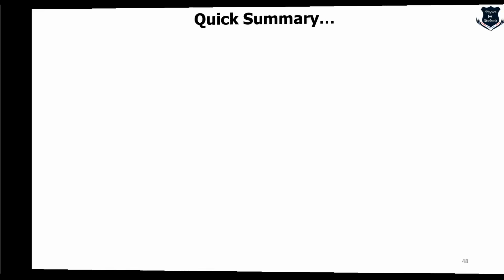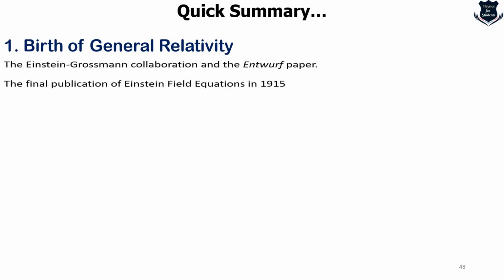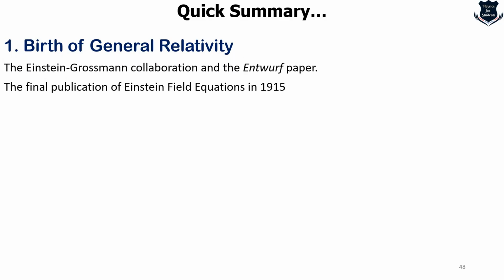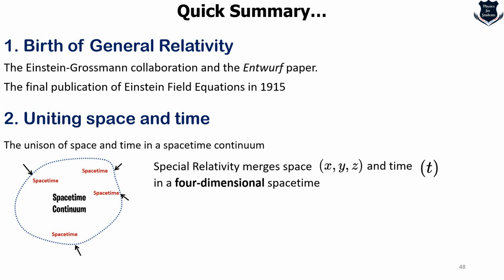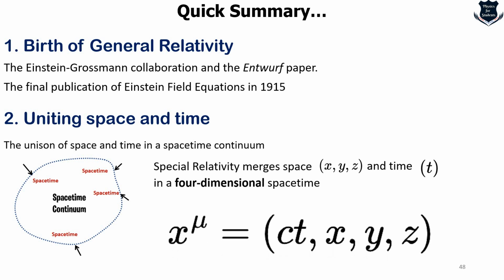So we come to the last part of our video, where we do a quick summary of what we have learned. First, we looked into the birth of the general theory of relativity, the Einstein-Grossmann paper, which finally was discarded in 1915 when Einstein published his general relativity. Then the uniting of space and time, which led to a lot of consequences: the four-dimensional space-time, united into this kind of four-vector.